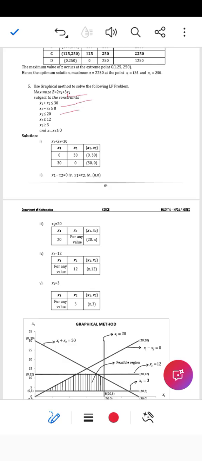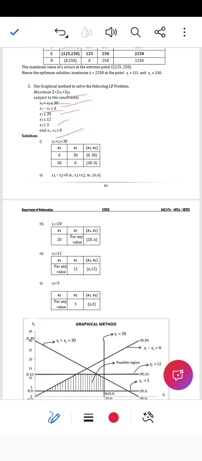The maximization problem is z equal to 2x1 plus 3x2 with conditions x1 plus x2 less than or equal to 30, x1 minus x2 greater than or equal to 0, and the third one x1 less than or equal to 20, the fourth one x2 less than or equal to 12, and the fifth one x2 greater than or equal to 3, with the non-negative constraints x1, x2 greater than or equal to 0.